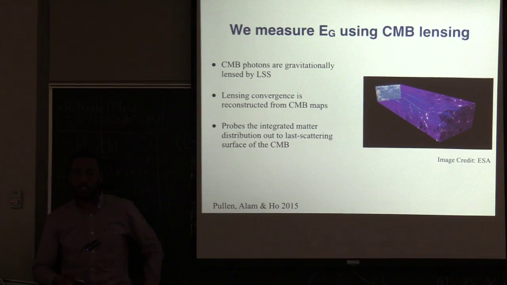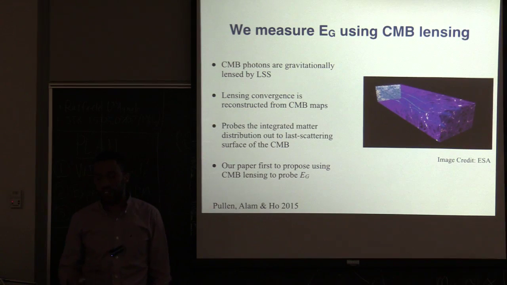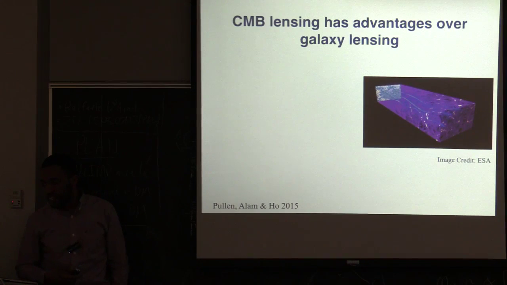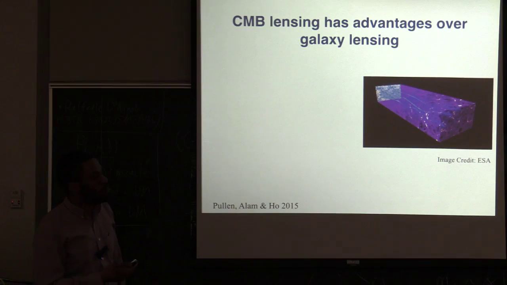So all the way out to the first few hundred thousand years of the universe. So this paper, or our paper specifically, was the first paper to propose using CMB lensing in order to measure this statistic to constrain gravity. So here we state the advantages of CMB lensing over galaxy lensing as a probe of EG.